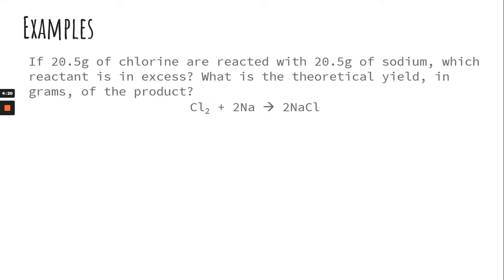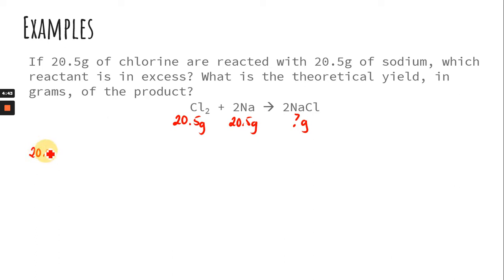Let's look at a harder problem. We have 20.5 grams of chlorine and 20.5 grams of sodium. They want us to determine the theoretical yield in grams of the product. So we're looking for grams of NaCl. So we have 2 givens that are both reactants, so it's a limiting reactant problem.